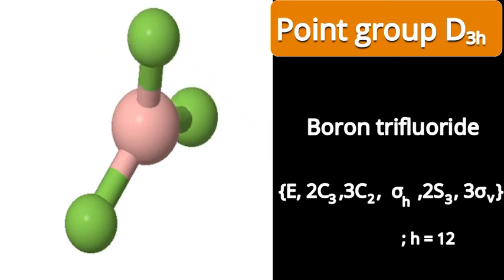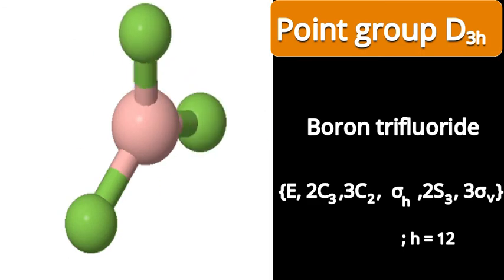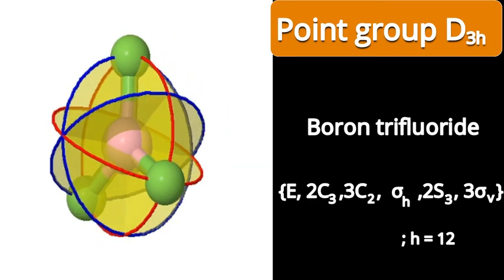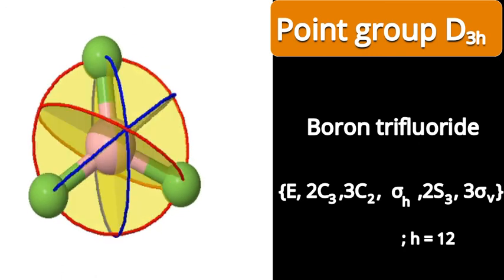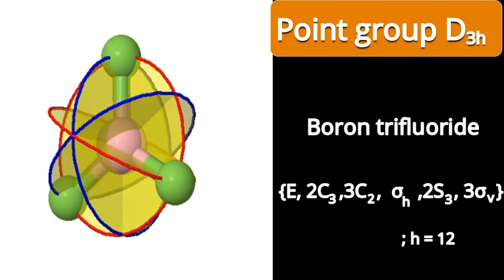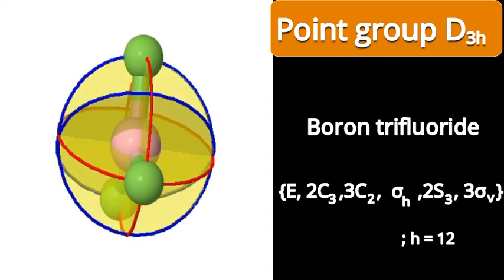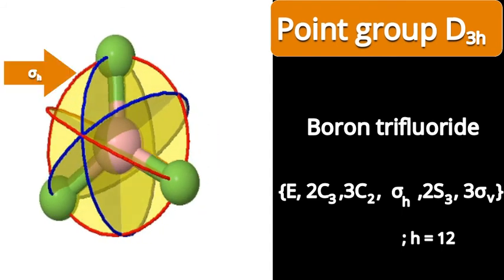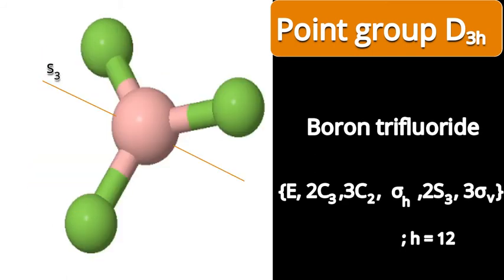So I am writing here 3C2 operations. There is a horizontal plane possible, which cuts all 4 atoms, and only one operation through that horizontal plane. Whatever C3 axis we are considering, the same C3 axis is the S3 axis, and around that S3 axis 2 unique operations are possible, S3^1 and S3^5. Therefore I am writing here 2S3. It means there are 2 S3 operations, but the S3 axis is only one.